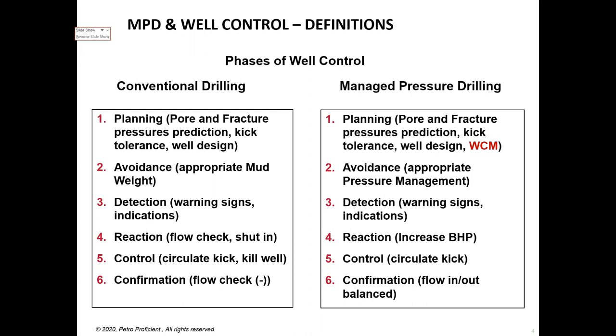And how do you control? It's the same thing. You circulate your kick out and you kill the well. Here you circulate the kick out and don't necessarily kill the well. But in conventional well control, it is important that you kill the well. How do you confirm that there is a well control situation? By a flow check. Here, you constantly monitor your flow in and flow out balance. So this is how you usually have different steps in MPD versus conventional drilling with reference to your well control situation.